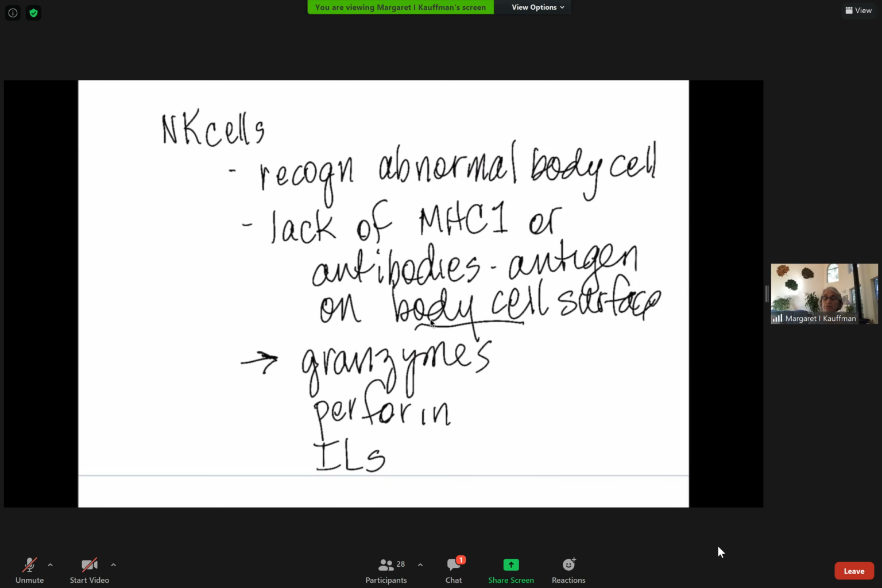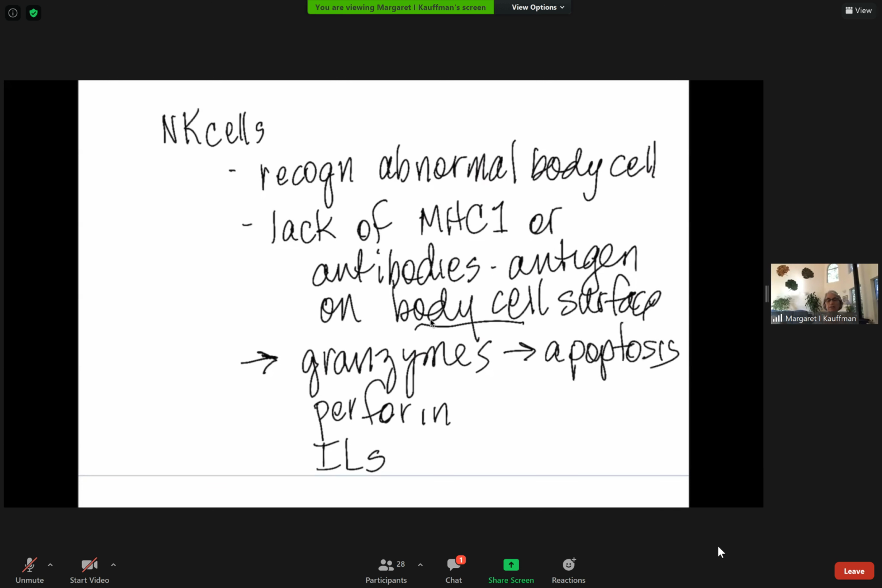So if you've mounted an adaptive immune response and you are making antibodies against the antiviral proteins that were inserted into that body cell's membrane, then that would be another way. You could have a natural killer cell recognize that this is an abnormal cell because it has antibodies on it. Once the natural killer cell realizes that, it releases granzymes, and these are the things that cause the apoptosis.